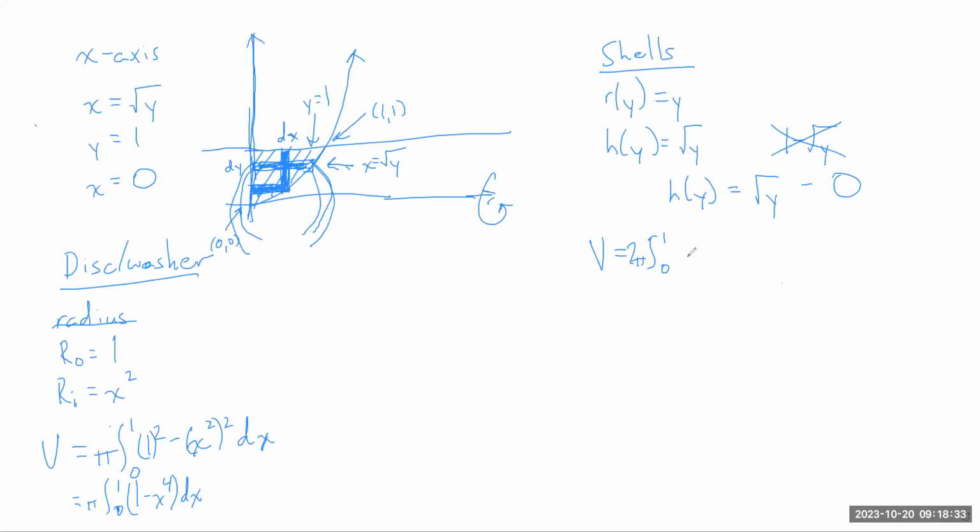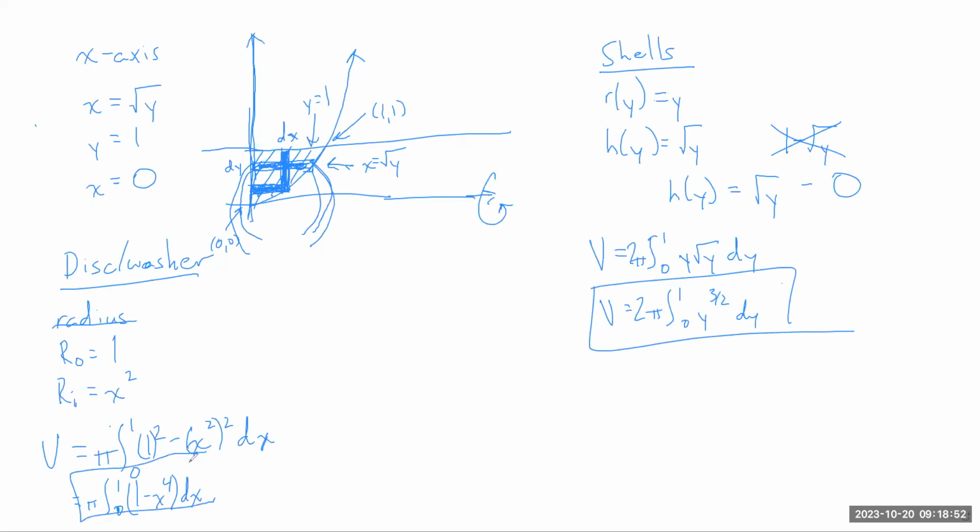2 pi times the integral from 1 to 0 of y times root y dy. So y to the 3 halves dy. And I believe, at least they better, both of these integrals give the same value. So I agree with that.